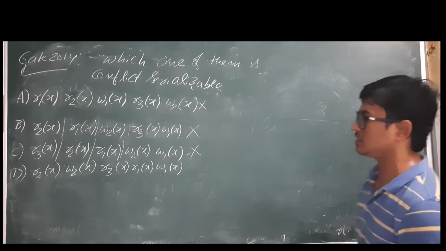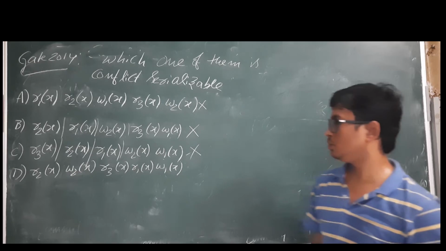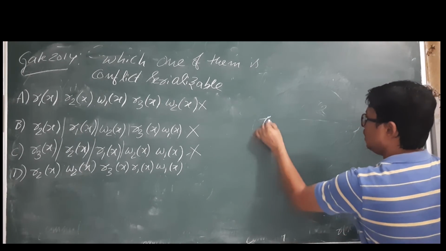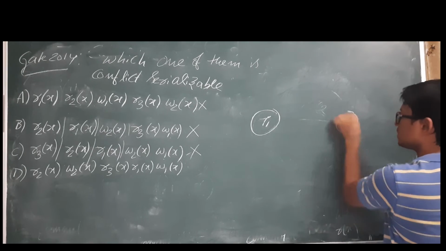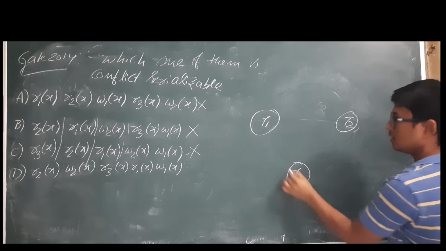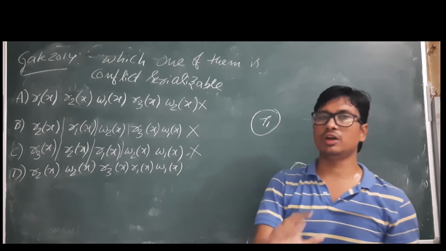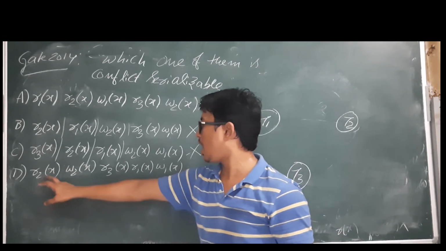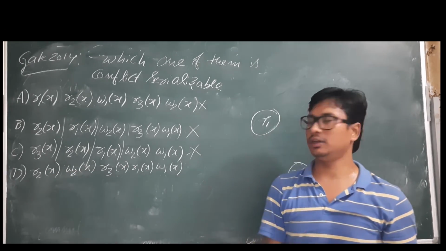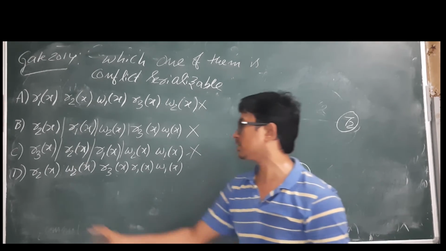So how many transactions are there? 2, 2, 3, 1. So we have 3 transactions: transaction 1, transaction 2, transaction 3. Okay. So R2 of X, W2 of X is not a conflict operation because both belong to the same transaction. R2 of X, R3 of X, both are read operations, so it is not a conflict. R3, R1 is not a conflict.